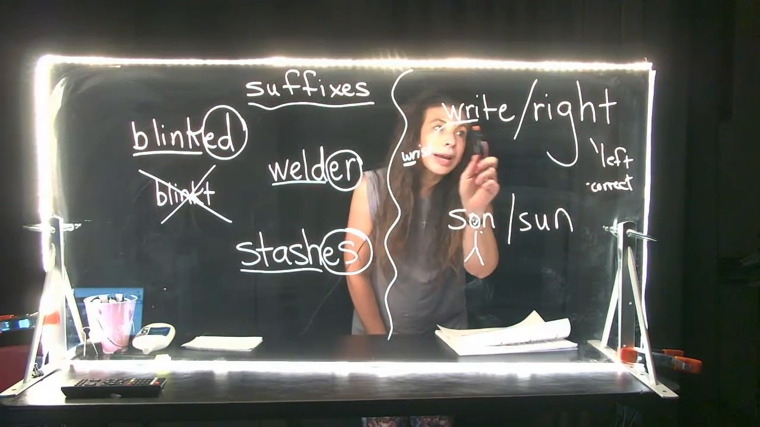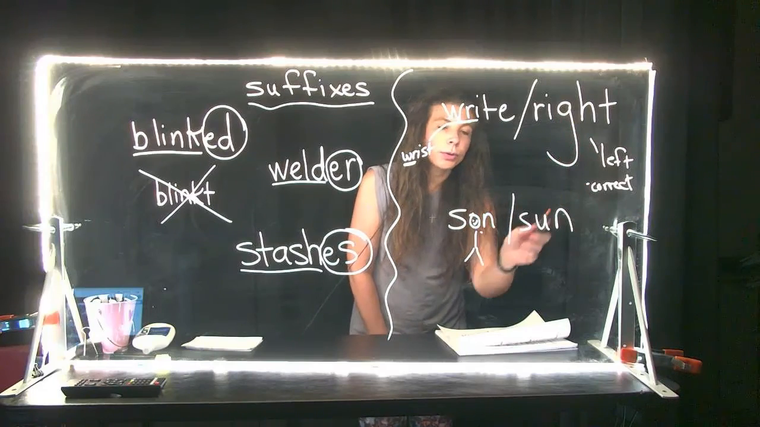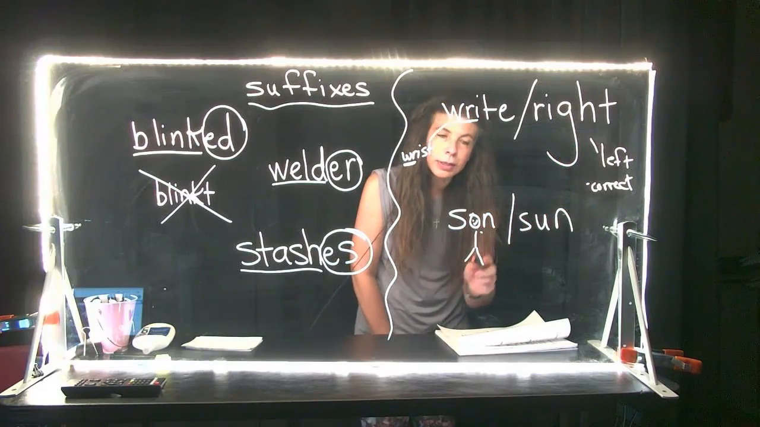I use my wrist to write. This right is left or correct. Son with an O, sun with the U is the sunshine.